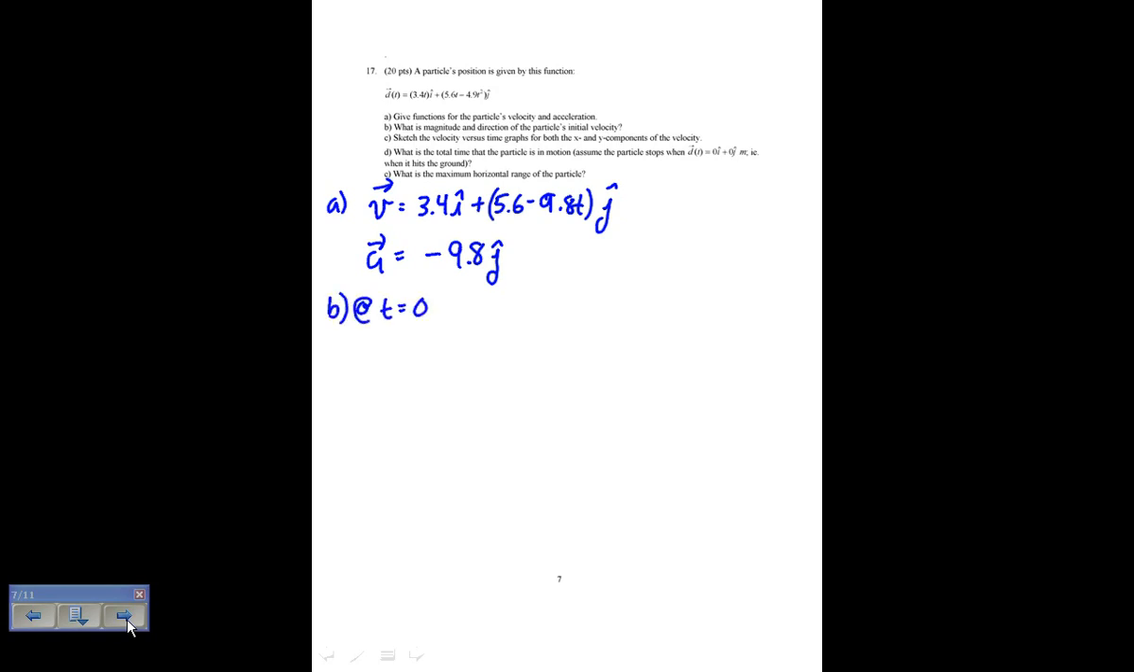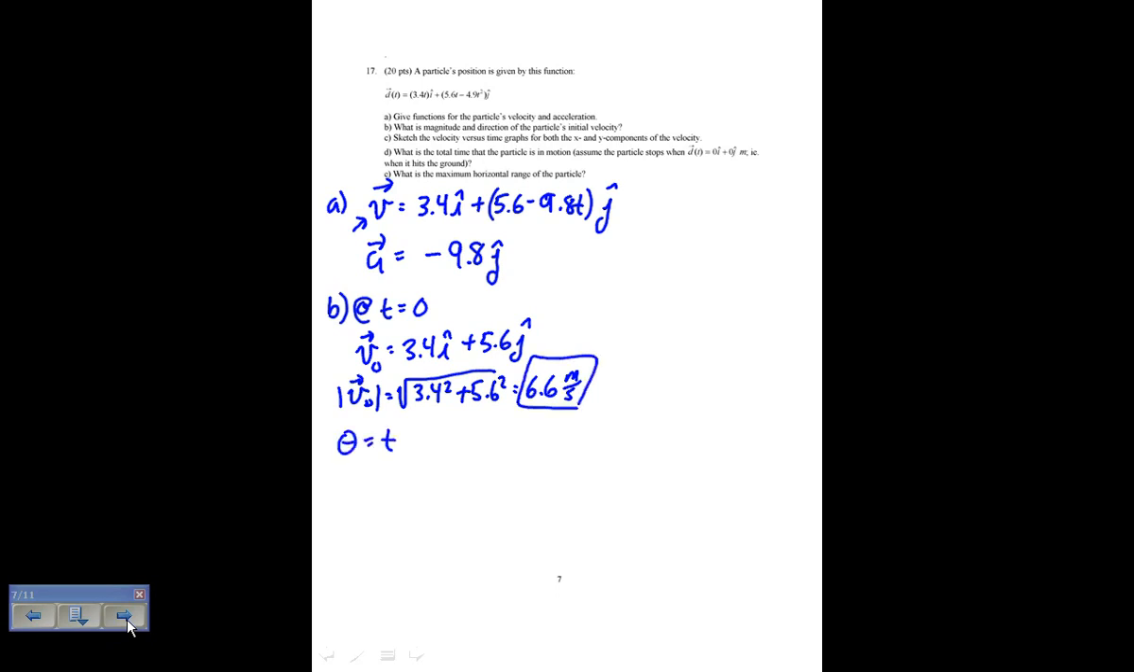And then for part B, it asks what is the magnitude and the direction of the particle's initial velocity. Well, the initial velocity occurs at t equals 0, and so I just plug t equals 0 into this function. And I get that the velocity at t equals 0, that is the initial velocity, is 3.4i plus 5.6j. That is my initial velocity. And then if I want to find the magnitude and direction of that, the magnitude of v naught from the Pythagorean theorem is the square root of 3.4 squared plus 5.6 squared, which gives me 6.6 meters per second.